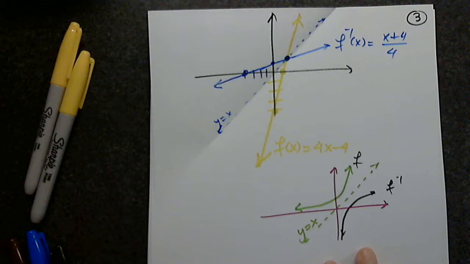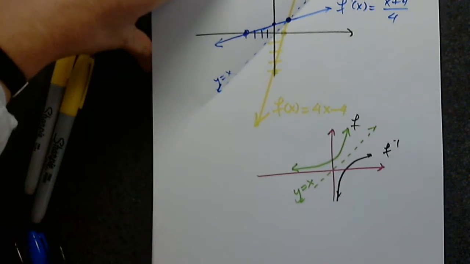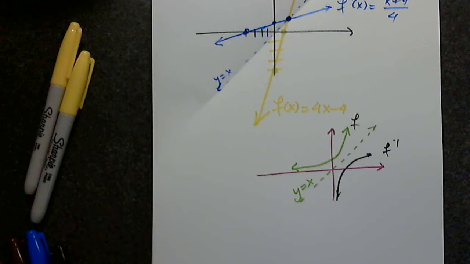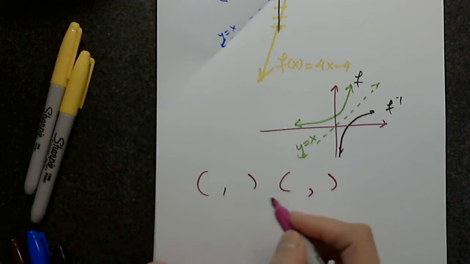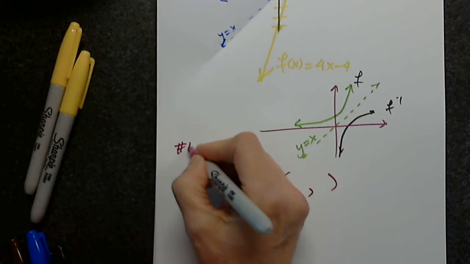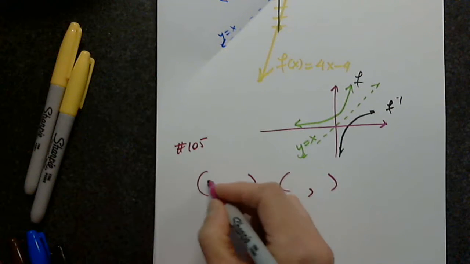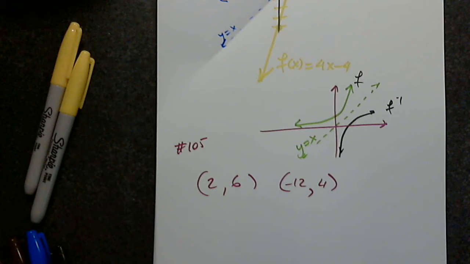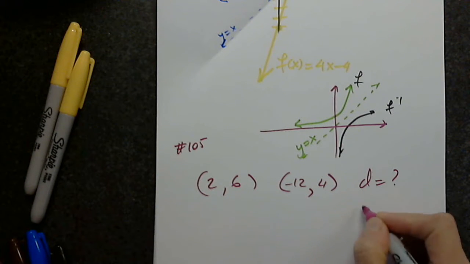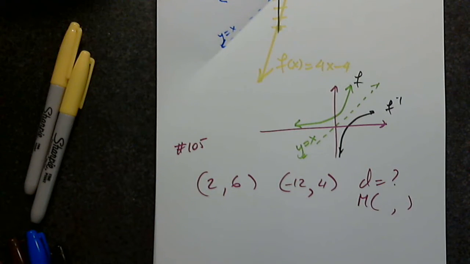Other questions here? Are we okay? So the last question deals with section 2.8. We have two ordered pairs, and this is problem 105: (2, 6) and (-12, 4). Here we are asked to do two things: find the distance and find the midpoint. I recommend we start with the midpoint because it's the easiest thing to do.